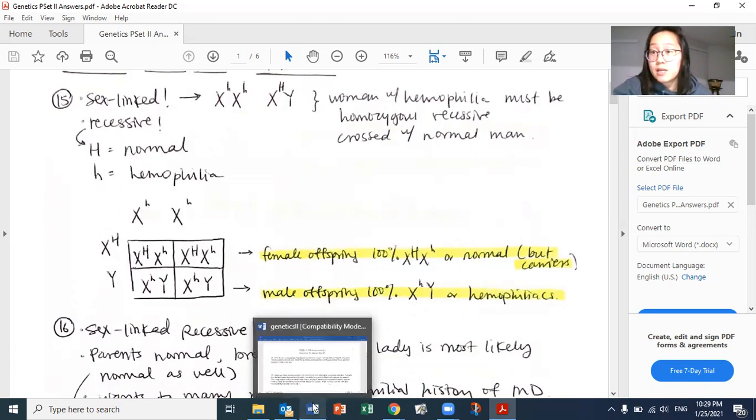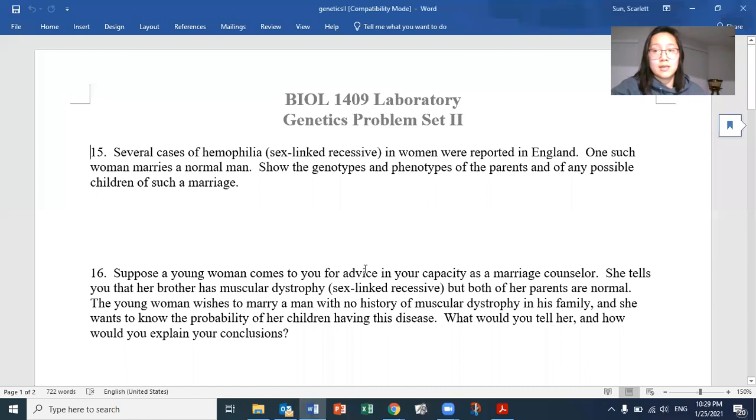Okay, so that's something you can think about too when you're getting married and having kids. You want to think about any possible genetic disorders in family history.